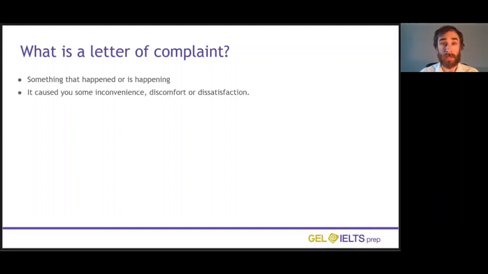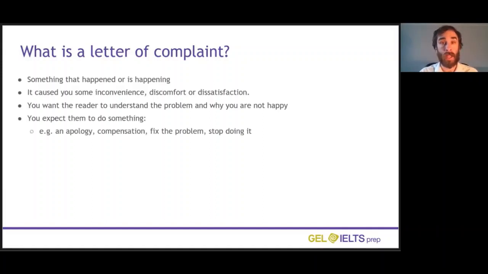This action or activity caused us some inconvenience, discomfort, or dissatisfaction. We are not happy about it. We want the reader to understand the nature of the problem and why we are not happy about it. In our letter, we will also expect them to do something in response to this. This could be to apologize to us, maybe to compensate us, like give us a refund, maybe fix the problem, or it could just be to stop doing it in the case of your neighbor.